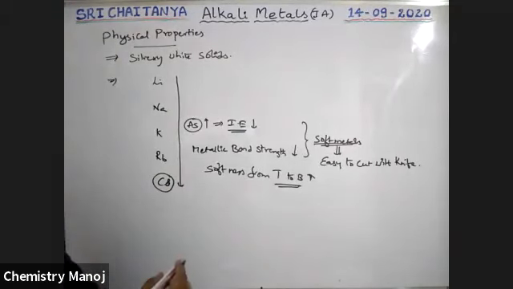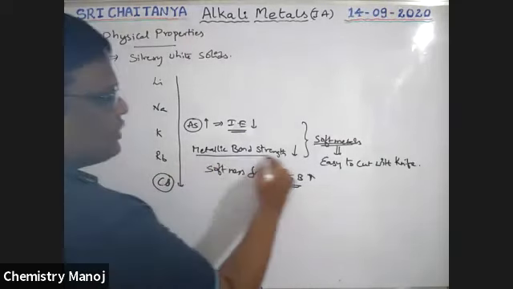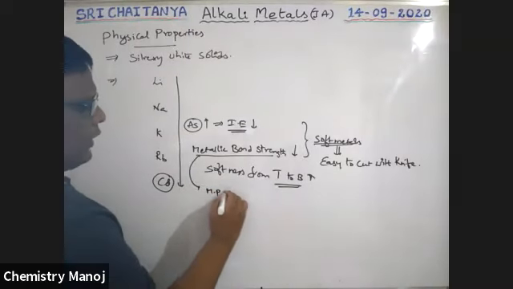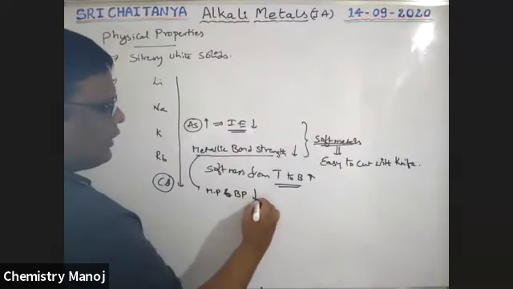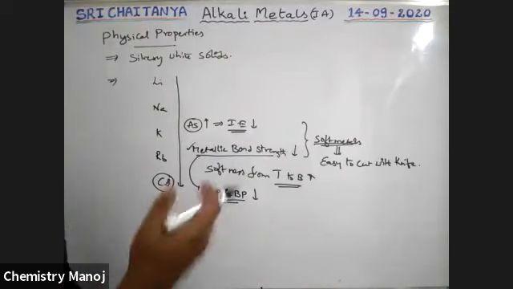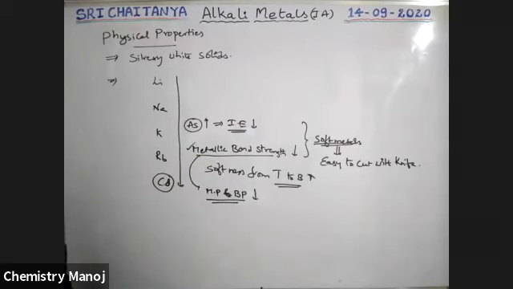Okay, so this is the next one. Because metallic bond strength decreases from top to bottom, automatically melting and boiling points also decrease. So top to bottom, the melting and boiling points of these elements decrease as metallic bond strength decreases. Metallic bond we already completed at the time of chemical bonding.